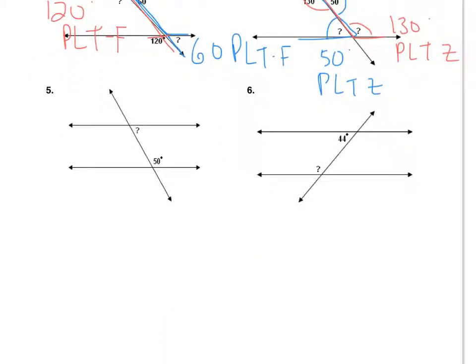In number 5, I have this one angle given. I have one unknown. So when I trap both of them, I get a C pattern. They're both on the same side of the transversal, and they're both on the inside of the two parallel lines. These two are not equal. They add up to 180. So the question mark is 180, take away 50, which is 130 degrees. And that's because of PLTC.